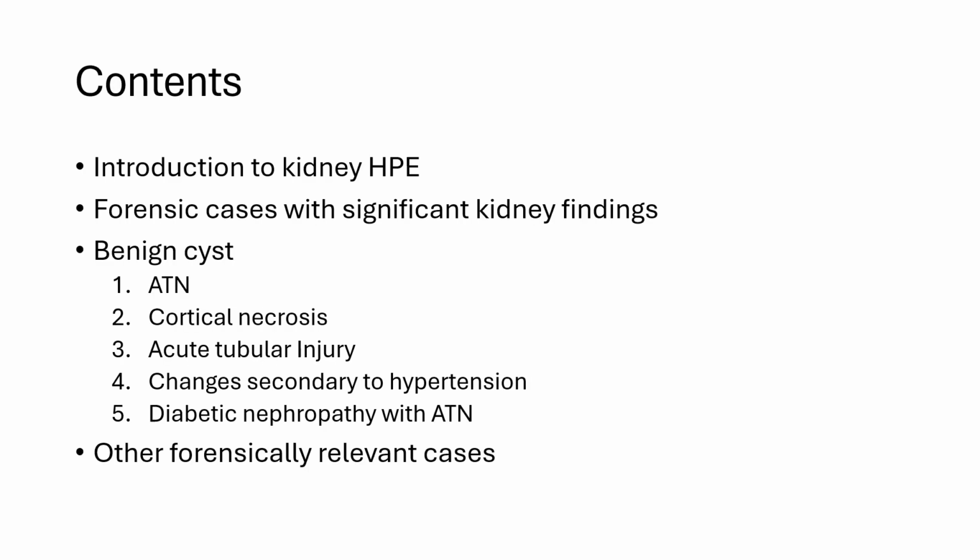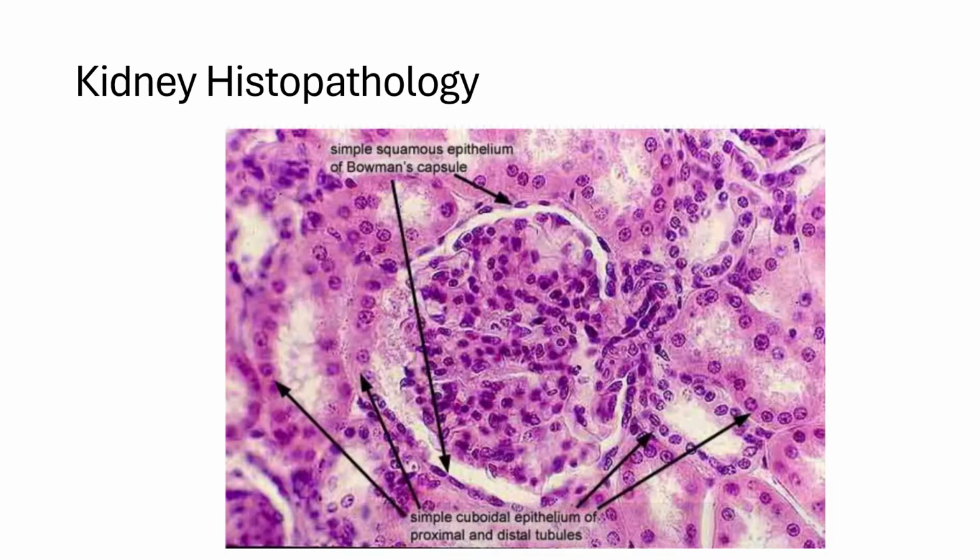So these are the contents in which we'll be seeing the session today. So first let's brush up the basics. So this is nothing but a normal H&E stain. Here we can see clearly the renal corpuscle. So this renal corpuscle is having the Bowman's capsule. So I'll show the Bowman's capsule now. So this part is the Bowman's capsule.